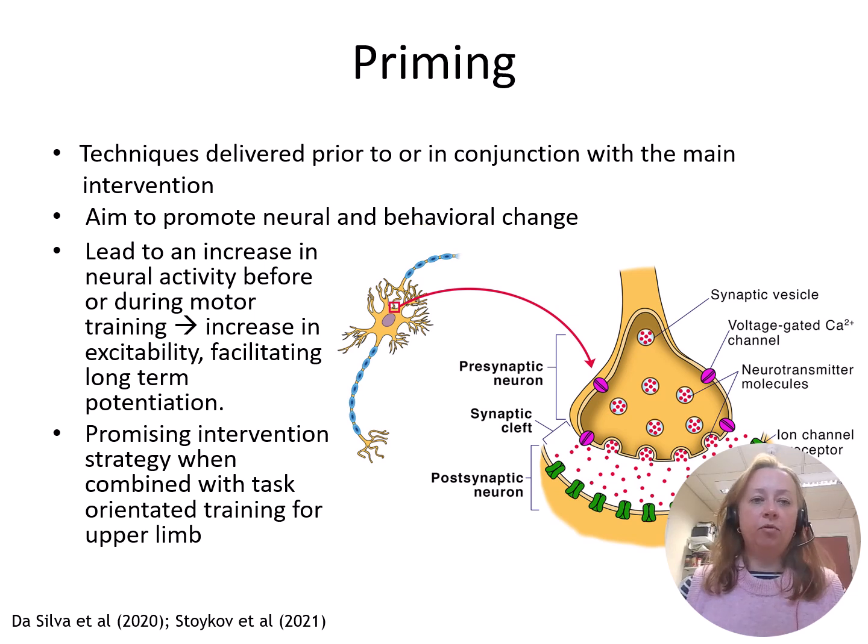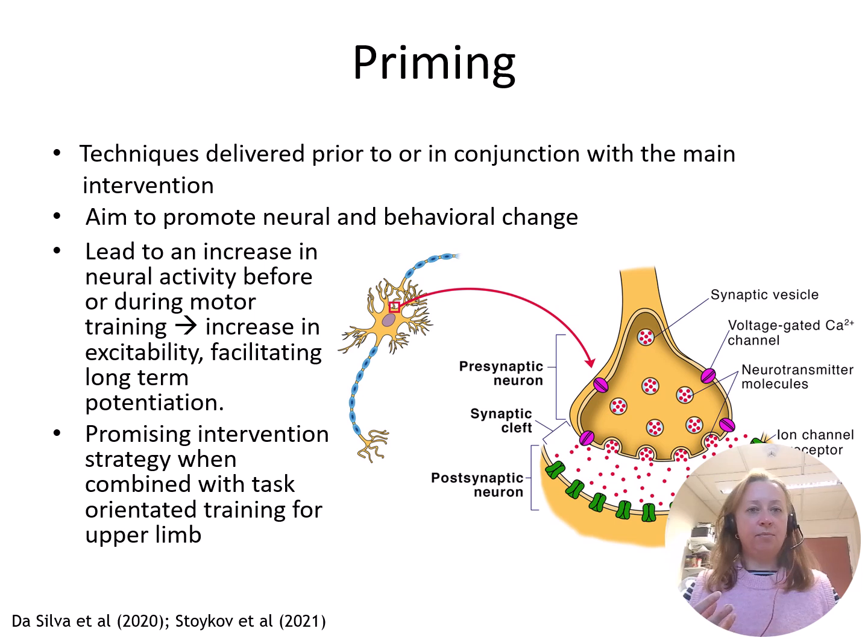So priming refers to any technique that's delivered prior to or in conjunction with the main intervention with the aim of getting the brain in a state where it's most likely to form those new connections or strengthen the connections that are there. So the main intervention might be exercise or task practice. The priming activity would be something we're doing before or alongside that to maximise the benefit of that training. The aim is to promote neural and behavioural change.